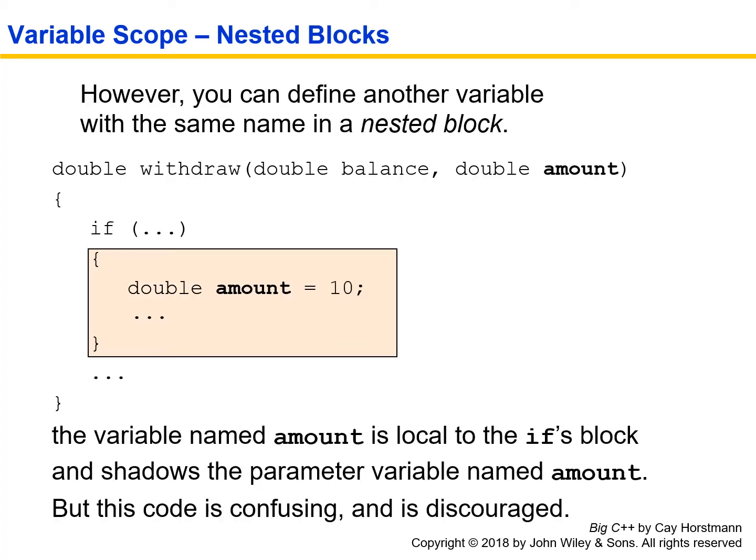You can define another variable with the same name in a nested block. It's just not recommended. This code is confusing and it's highly discouraged. Pick a different name for either the parameter or for the variable inside the if statement.